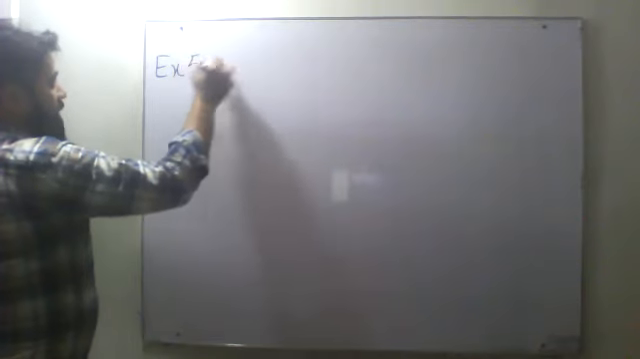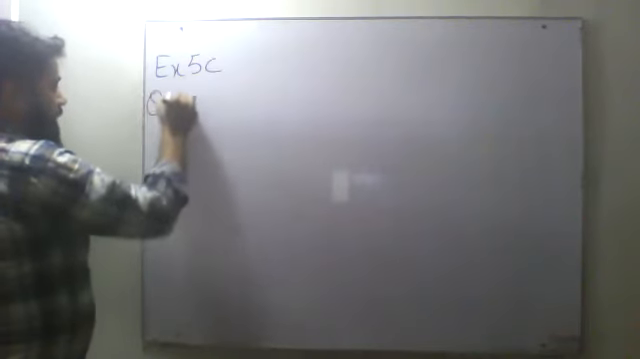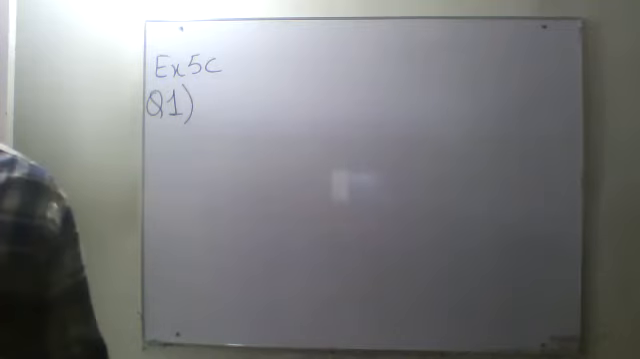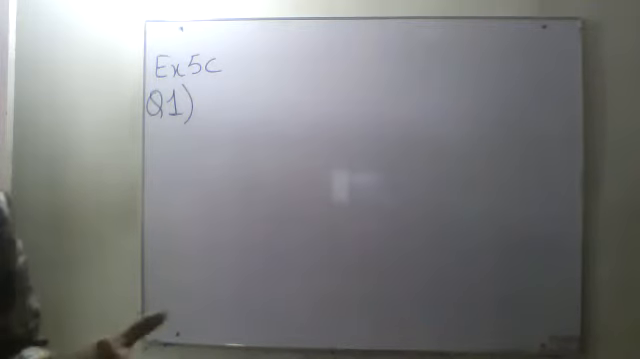Okay, so question number 1 of exercise 5C. There is a table given in question number 1, and in that table, a few of the values are given and a few of the values are missing, and they are telling us to find the rest of them.